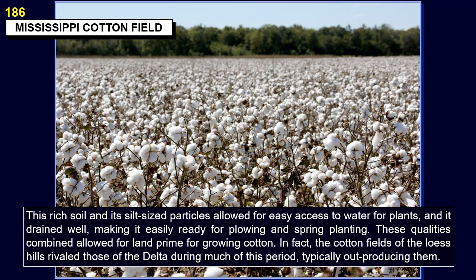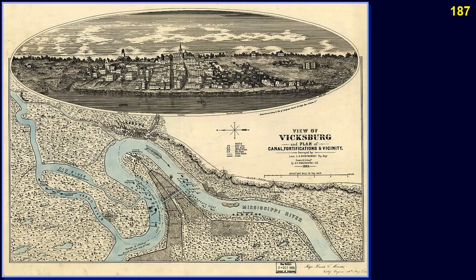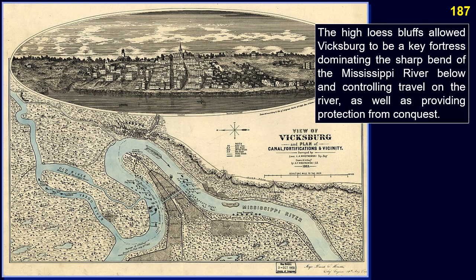In fact, the cotton fields of the loess hills rivaled those of the Delta during much of this period, typically outproducing them. The high loess bluffs allowed Vicksburg to be a key fortress dominating the sharp bend of the Mississippi River below and controlling travel on the river, as well as providing protection from conquest.